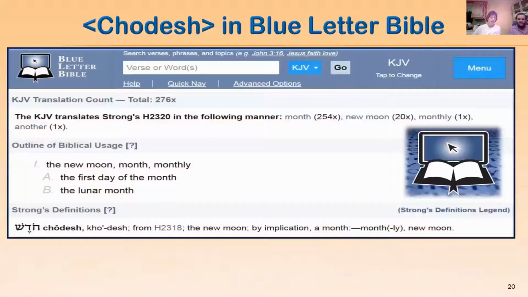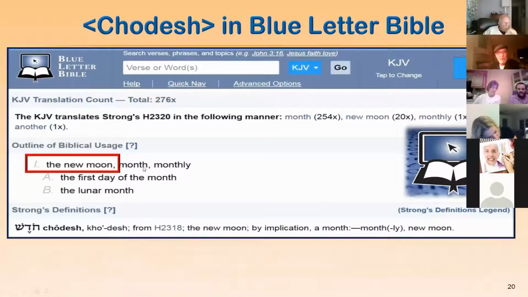Let's look at the Blue Letter Bible first, because they also have definitions from the Strong's. Right here is the definition. It says the new moon. This is for 2320. We did this the last study. And then it'll say month and monthly second. And it also says the lunar month. You see that?